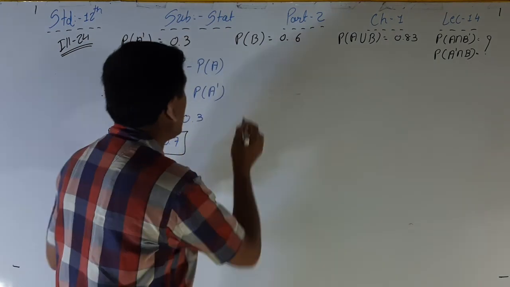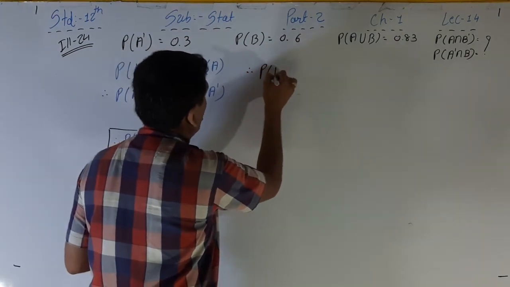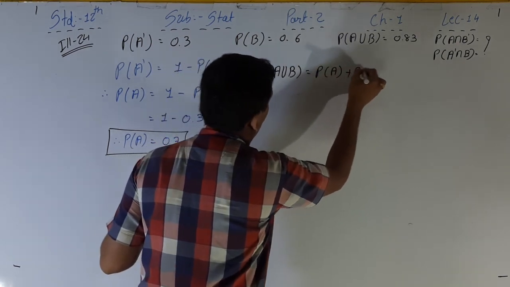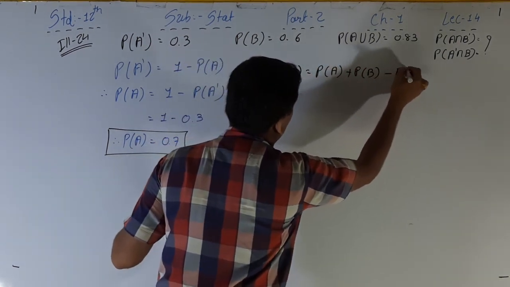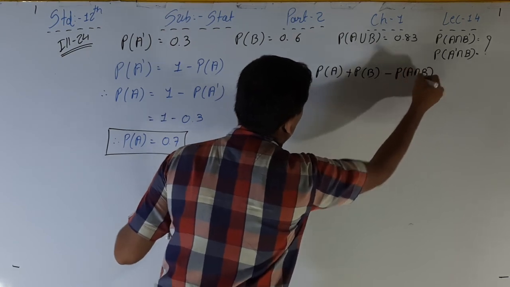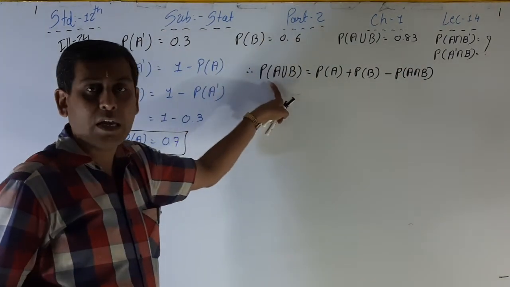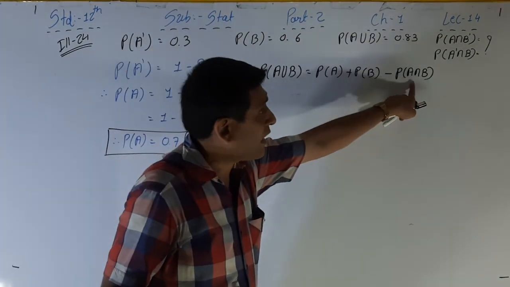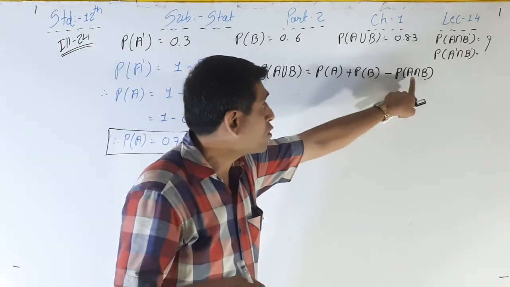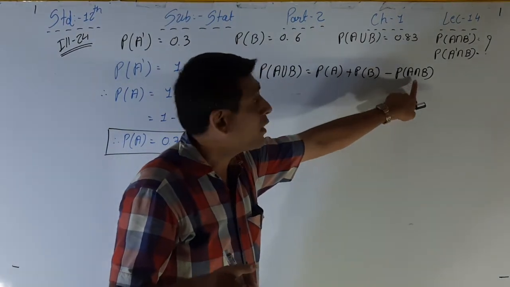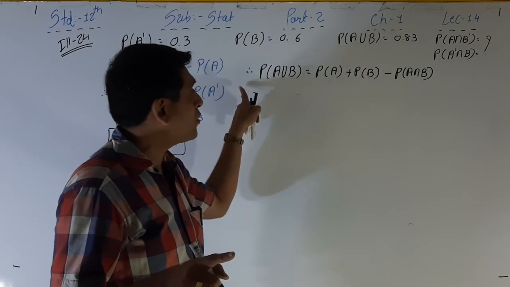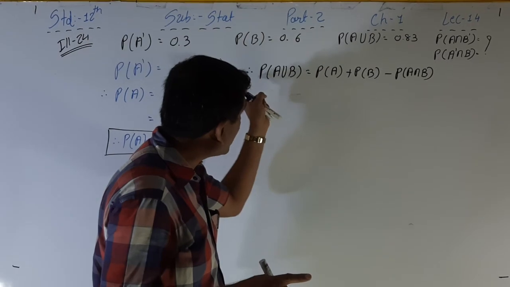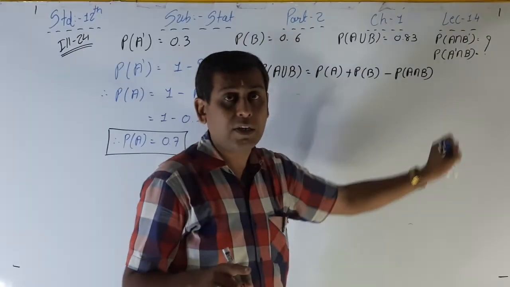What is the formula for A union B now? See here, P of A union B is equal to P of A plus P of B minus P of A intersection B. This is the formula for P of A union B. Here A union B is given, and we want A intersection B. So here we have to transfer these on the opposite side of the is equal to.